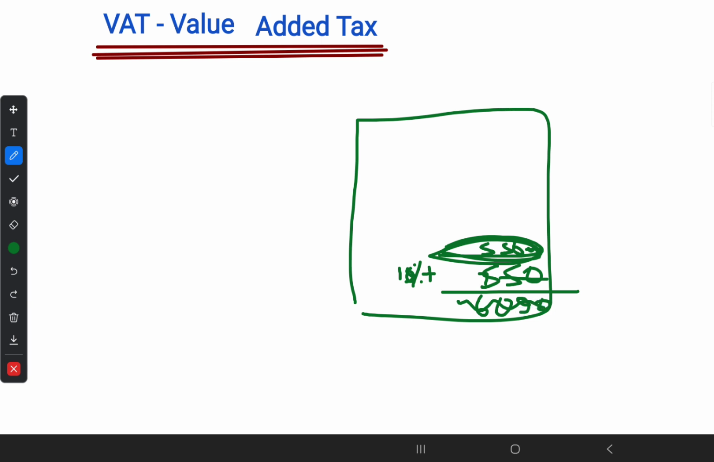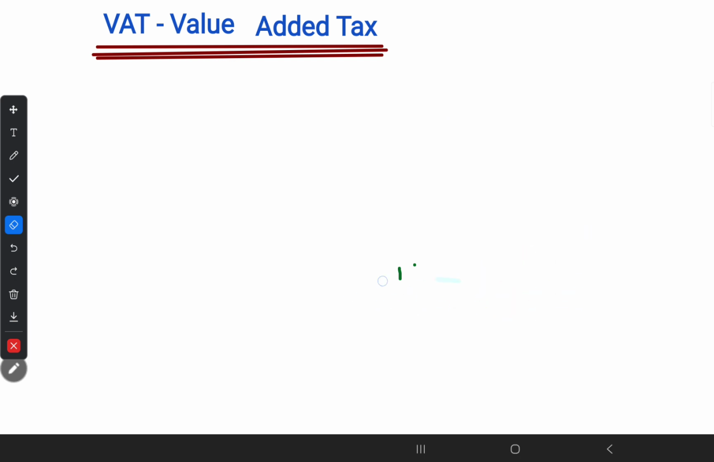So in each country, the government will allocate particular items or particular services as value added items or value added services. For that they will charge a particular percentage of tax. That's what you need to pay as value added tax. So mostly, when a product or a service is bought, a percentage of its total value is charged as value added tax.